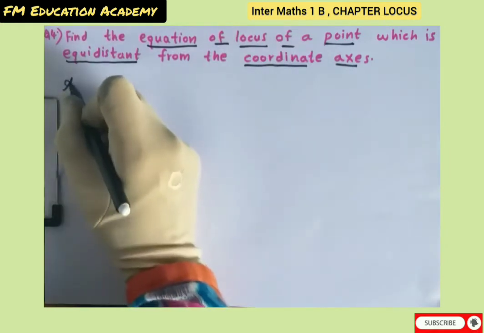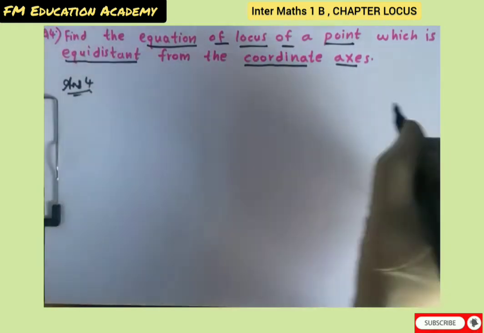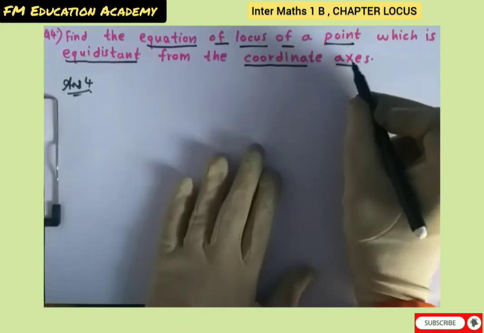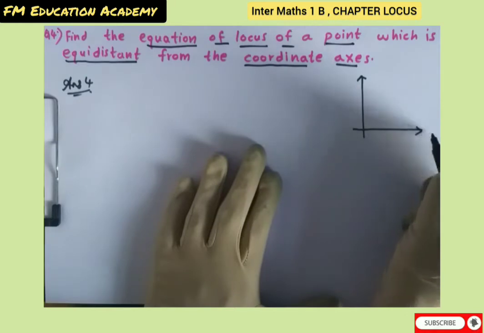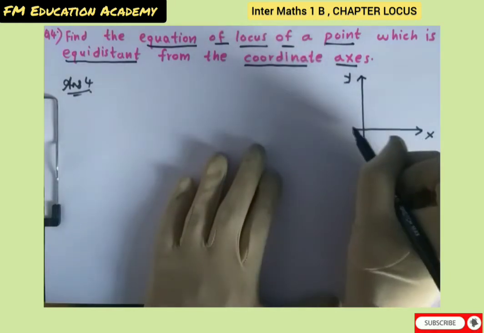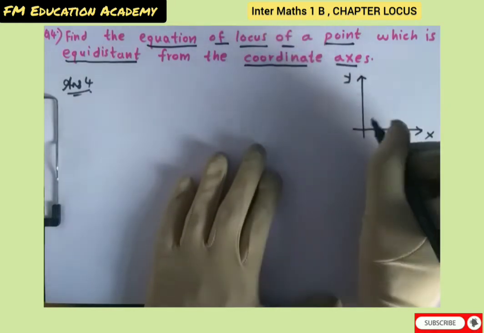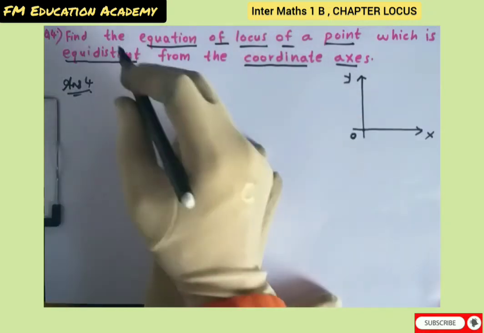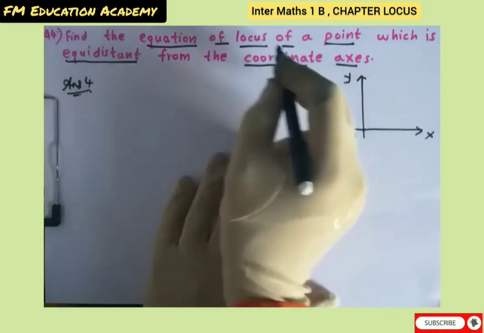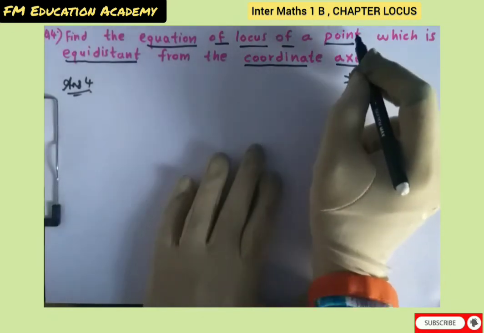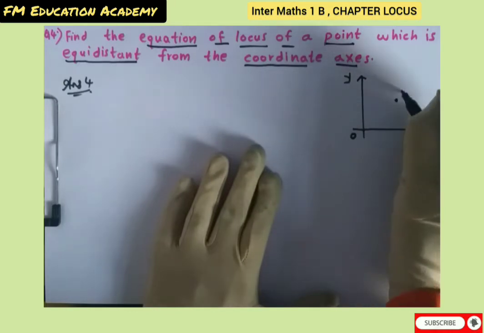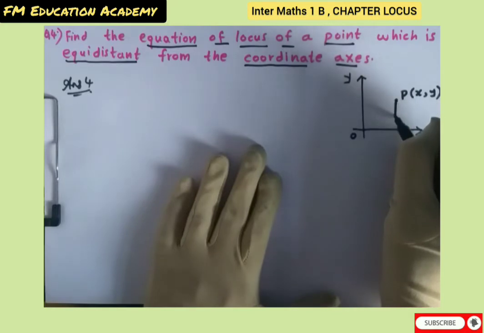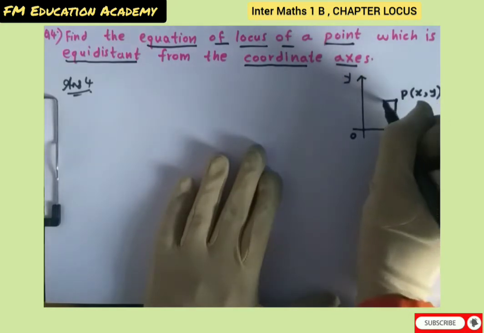Answer 4. From the question, what is the coordinate axis? Axis means it is plural. Coordinate axis consists of the x-axis and y-axis in a plane. So this is our x-axis and this is our y-axis, and let us suppose this is our origin. We have to find the equation of locus of a point located at equal distance from the coordinate axis. Let us suppose this is our point x comma y. Now this point is located at an equal distance from the x-axis as well as from the y-axis.